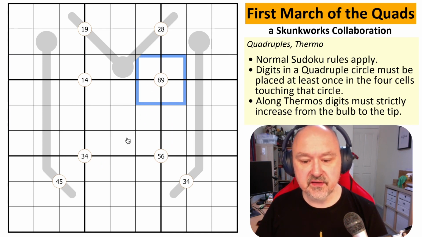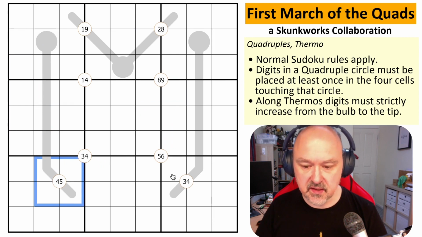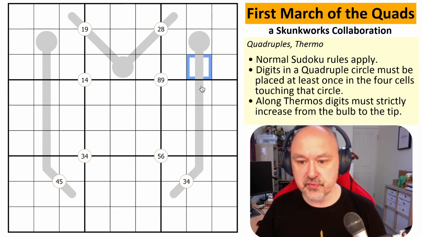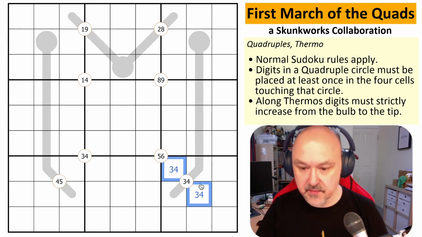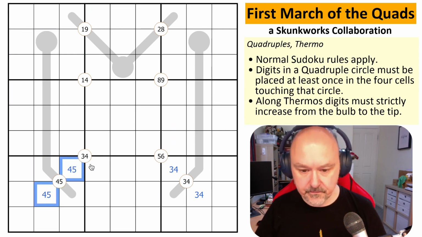It's kind of hard to not want to pencil mark all of these thermos, but these quadruple clues down here are immediately powerful, because if you look at the thermo, the minimum you can put into these cells are 1, 2, 3, 4, 5, 6, and 7. But you have to put 3 and 4 around this quadruple clue, but you can't put them here because of the length of the thermo. So this becomes a 3-4 pair. Similarly, 1, 2, 3, 4, 5, 6, 7. This must be 4 and 5.